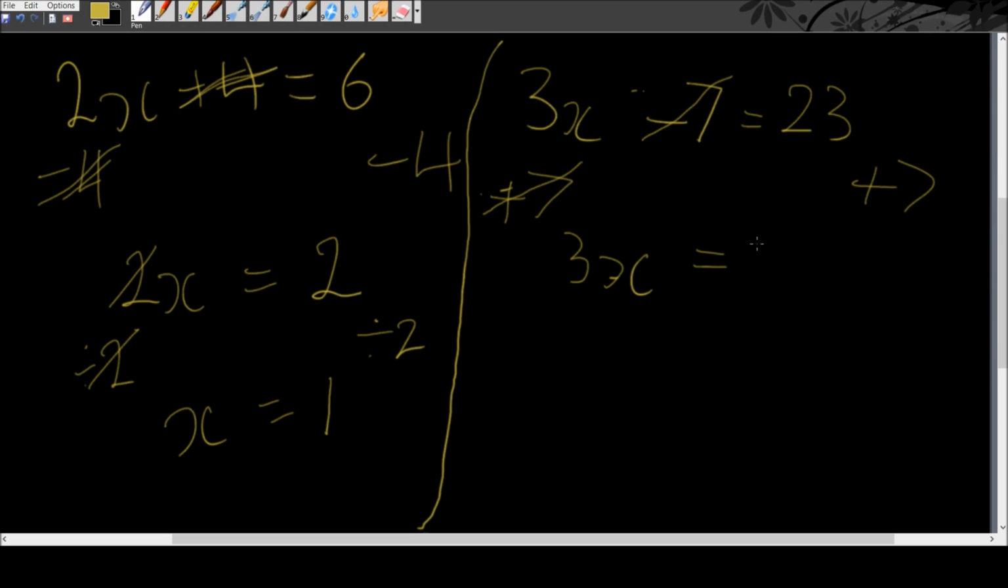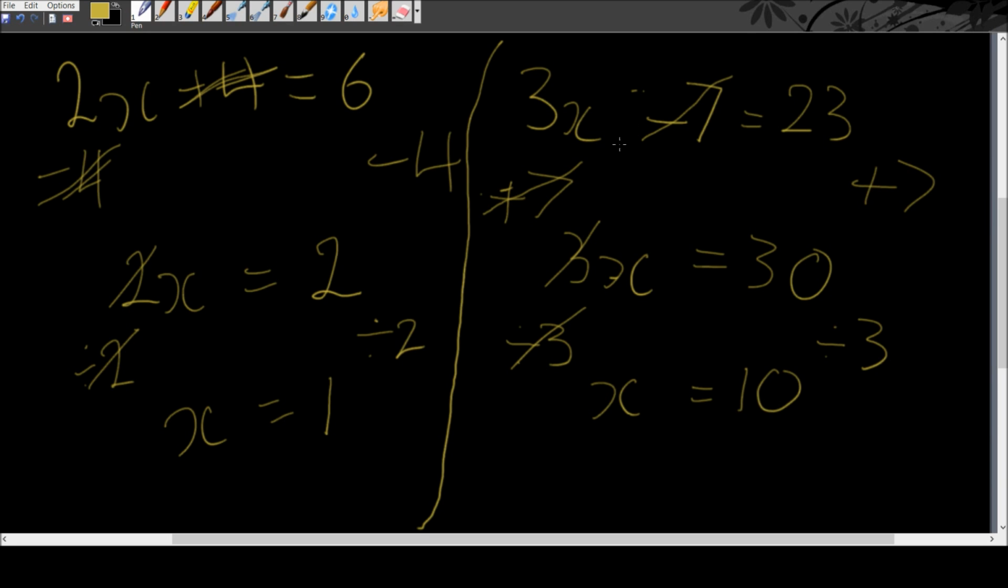3x is equal to, let's see, 23 plus 7, which gives us 30. Now we are timesing this x by 3, so we need to do the inverse operation of multiplication, which is divide. So we need to divide both sides by 3. That's going to cancel that out, and we're just going to have x is equal to 30 divided by 3. Come on, people, what is 30 divided by 3? It is actually 10. Lovely.